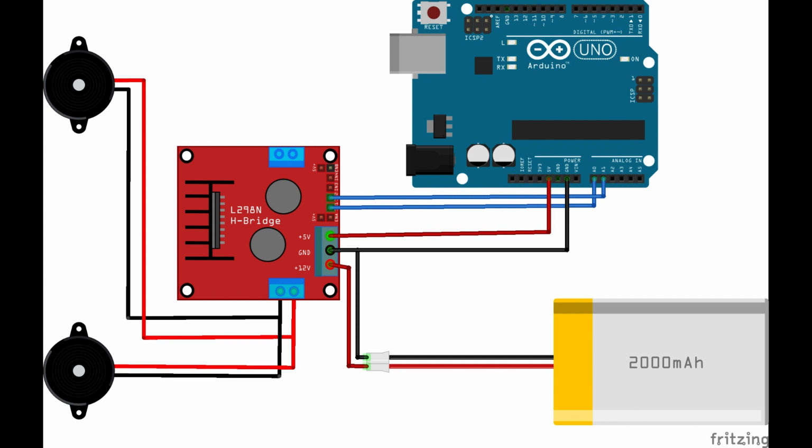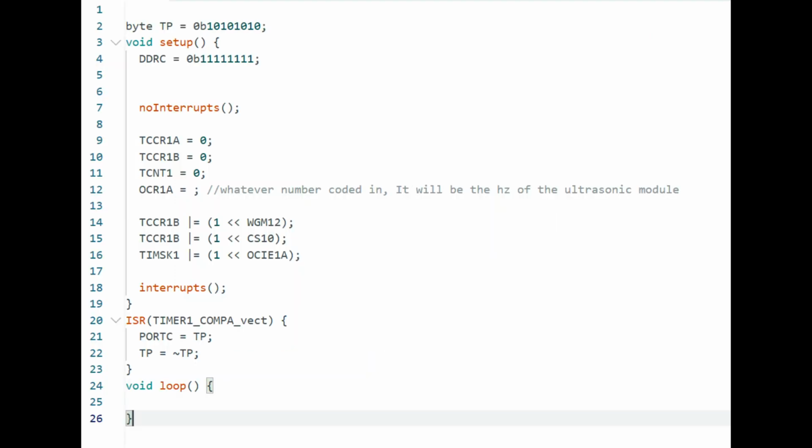After combining the two ultrasonic modules with the same poles, insert them separately into the pins of the motor driver, and finally insert the plus cable of the 12 volt battery and the 5 volt cable of the Arduino into the motor driver. It is now completed. So this is the code that I used to generate ultrasound.